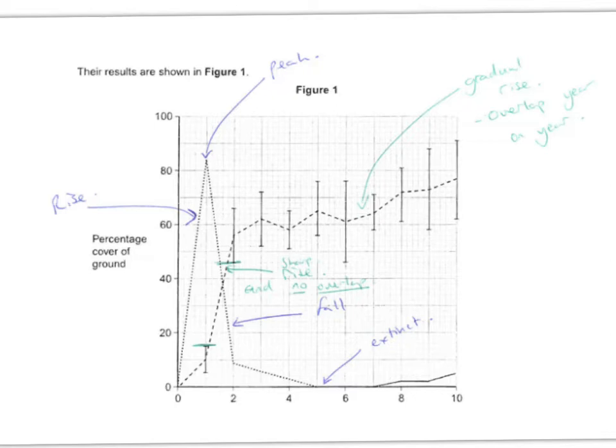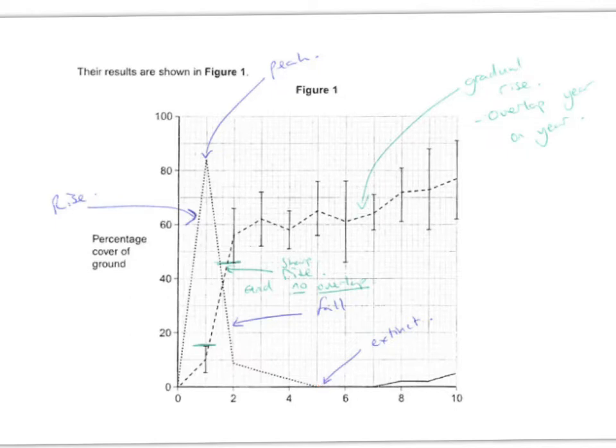So with the colonisers, if you're going to describe the graph, you can see you've got a sharp rise up until 1 year, then a sharp decrease to 2 years, a gradual decrease, and then they become extinct. There's no more of them left after 5 years, so no more colonisers after 5 years.